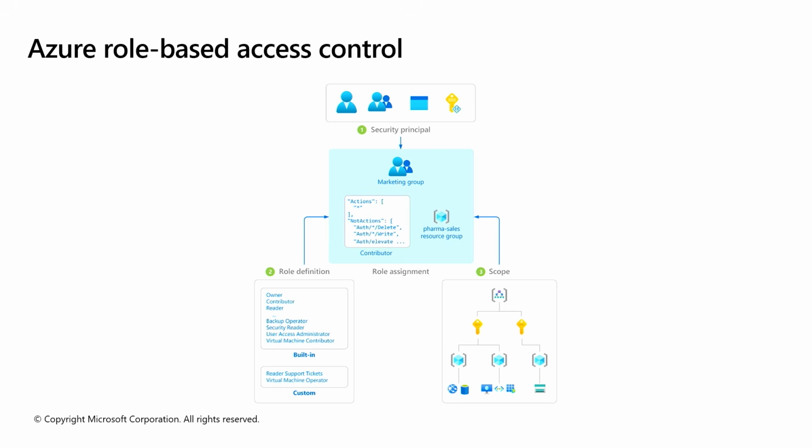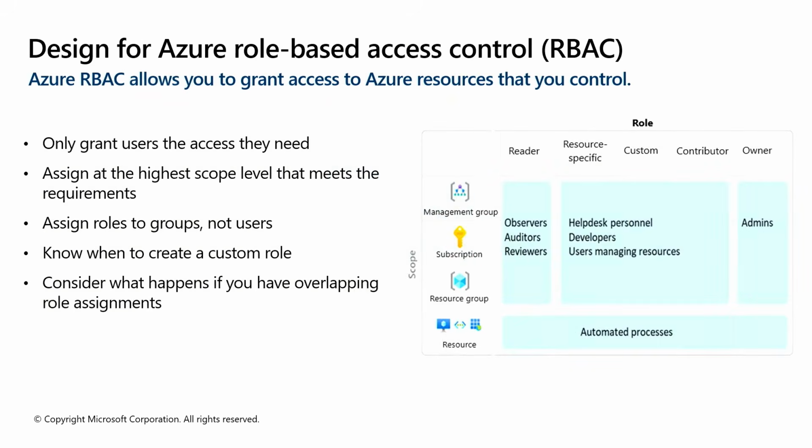Azure role-based access control has three components: the who, the identity; the what, the definition, the actual permissions; the where, on which scope. Assign roles to groups, not to users. Your future self will thank you.